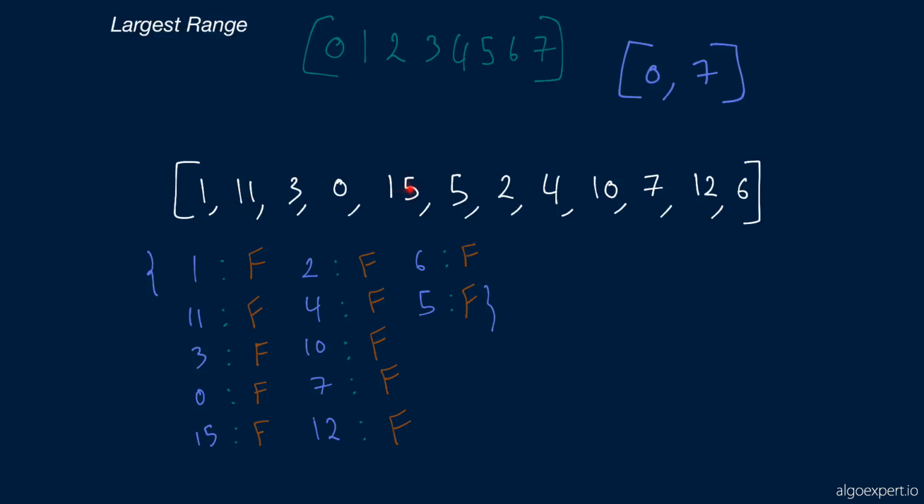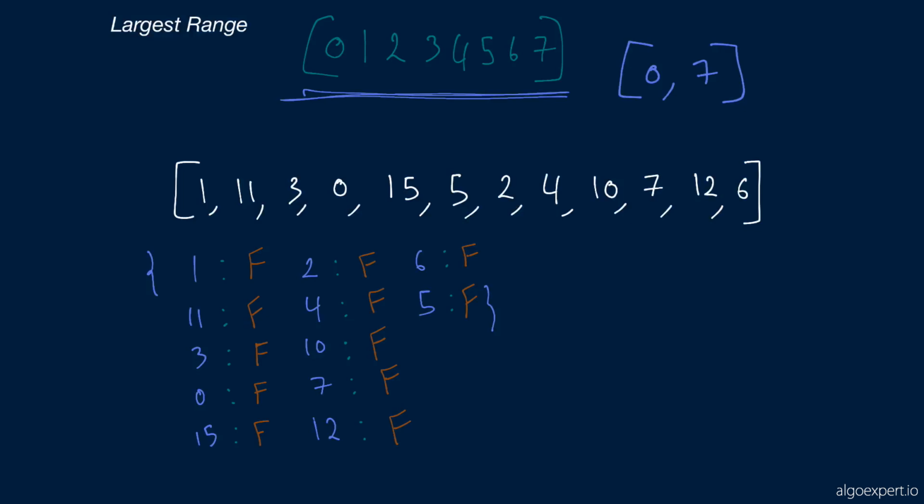But so now we move on from 15 to 5. 5 is already marked as false. 2 marked as false. 4 marked as false. And then 10, 7, 12, and 6 are all marked as false. And so we don't do anything for them. And then finally, we are left with our final range, 0 to 7, which is our answer.